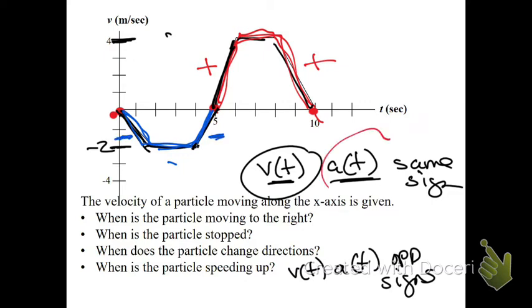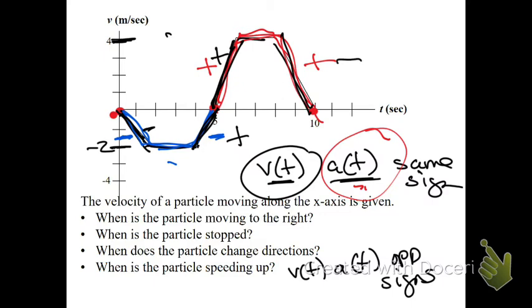Now let's look at acceleration. Acceleration is the derivative of velocity. So on the velocity graph, acceleration would be slope. Okay, so let's describe the slope. The slope here is negative. The slope here is positive. The slope here is positive, and the slope here is negative.